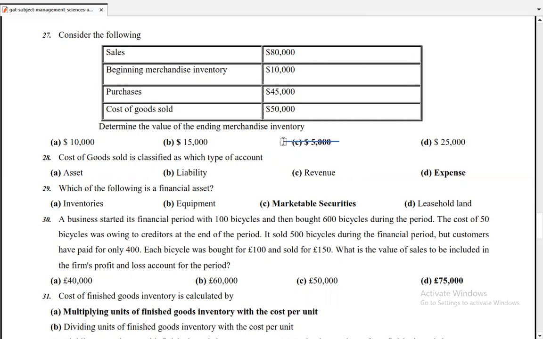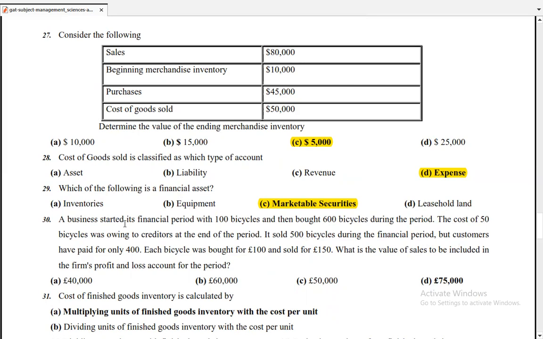Okay. You can solve by yourself. Cost of goods sold is classified as which type of account? It is considered as expense. Which of the following is a financial asset? Inventories? No. Equipment? No. Leasehold land? No. It is marketable securities.